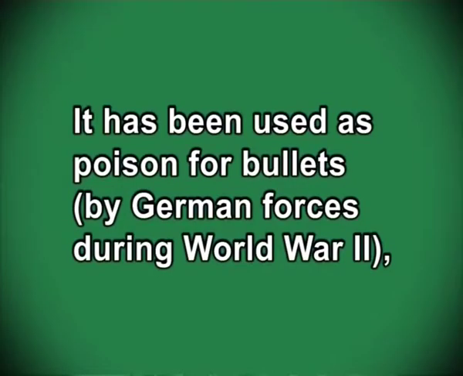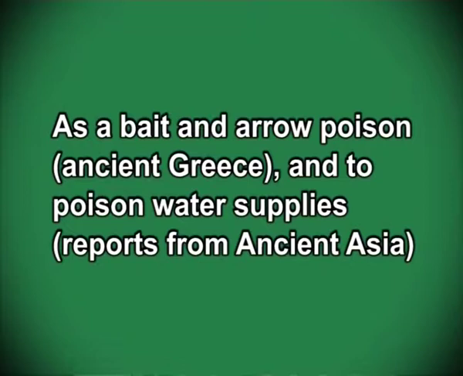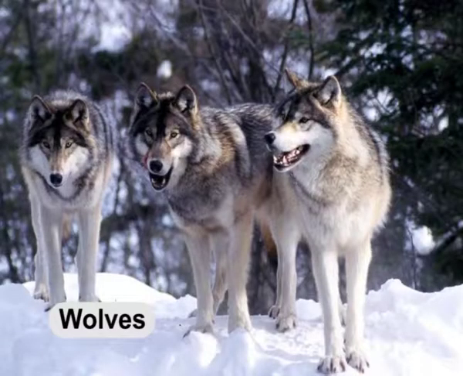It was used as poison for bullets by German forces during World War II, as a bait and arrow poison in ancient Greece, and to poison water supplies, according to reports from ancient Asia. If ingested, it usually causes burning, tingling and numbness in the mouth, followed by vomiting and nervous excitement. It is usually a quick-acting poison and has been used in the past for killing wolves, hence one of the common names.